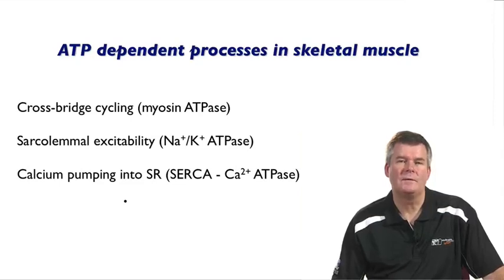Studies in rodents where selective inhibitors of the myosin ATPase have been used to reduce the force output of muscle, but during activation there's still activity of the sodium-potassium ATPase and the calcium ATPase, suggest that the ATP utilization due to the myosin ATPase or the force production is about 50 to 60% of the total ATP turnover. But all of these processes are critically dependent upon ATP.